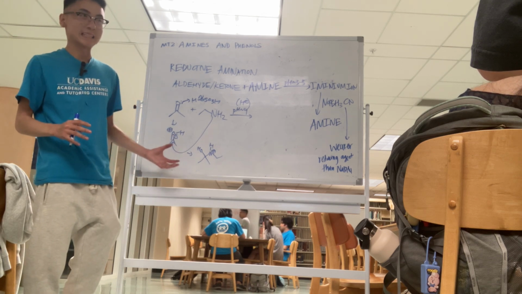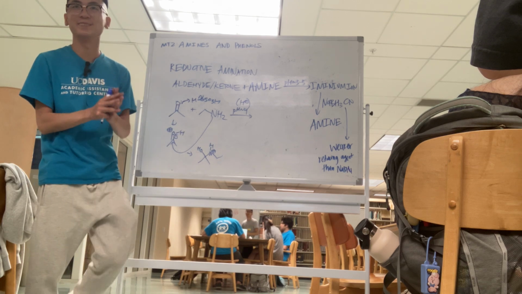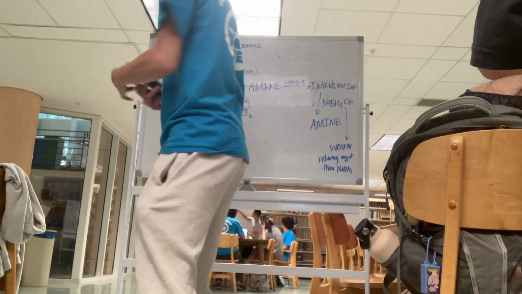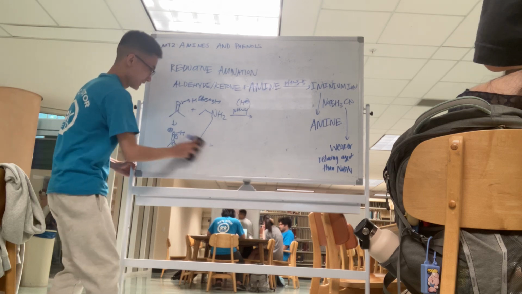Should we just skip the mechanism? Because I don't think Helix will test the mechanism for that. I'll just teach you guys how to predict the product, how to combine them. Yeah, let's skip the mechanism. He's not gonna test it. Yeah, more for predictive products. Yeah, this is more of a 118B mechanism.